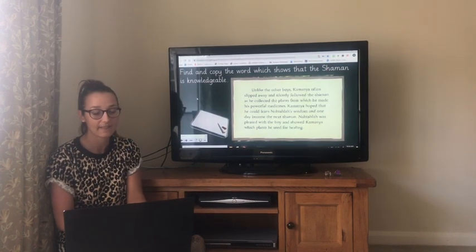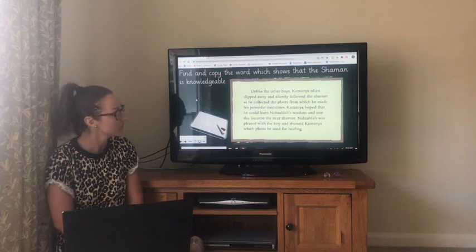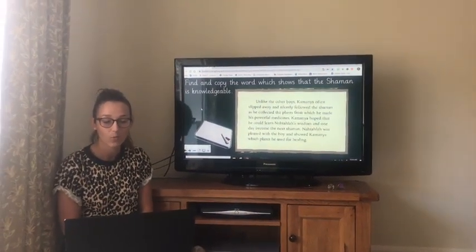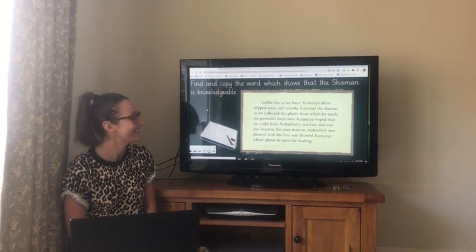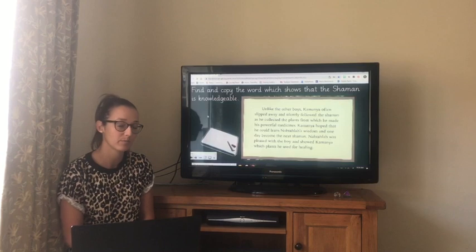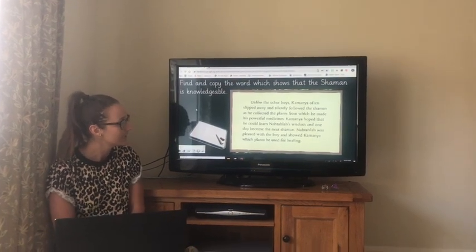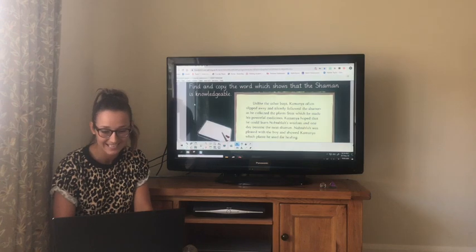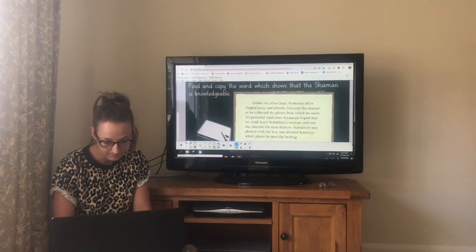Okay, so looking at that piece of the text that I've just read to you, I want us to use our guided reading skills and find and copy one word which shows that the shaman is knowledgeable. So have a quick look at the screen. I'm not going to pause, but have a look at the screen and see if you can find a word there which shows that he is knowledgeable. He's clever, he knows lots.